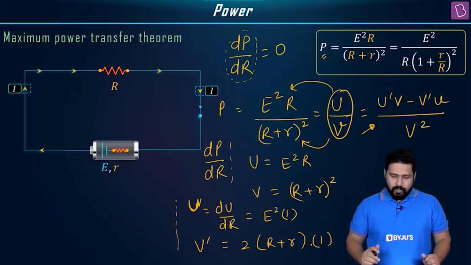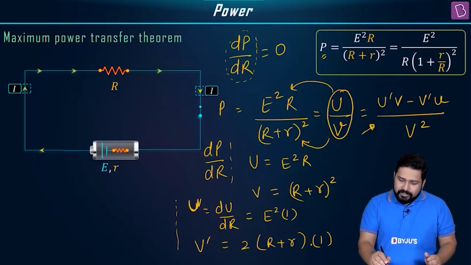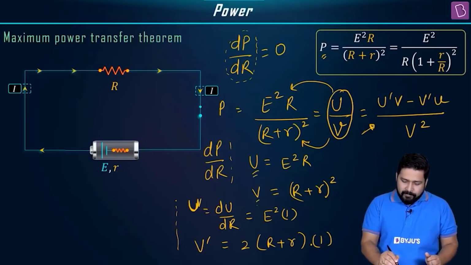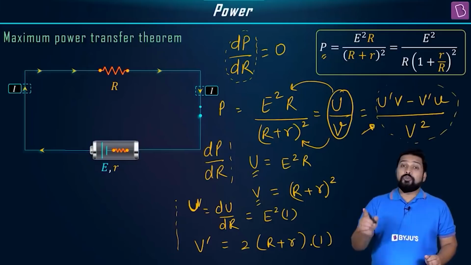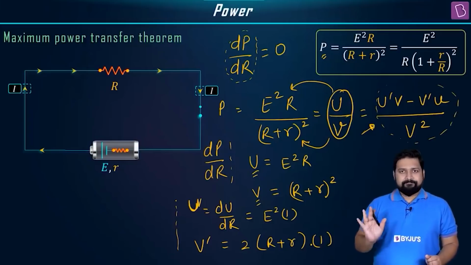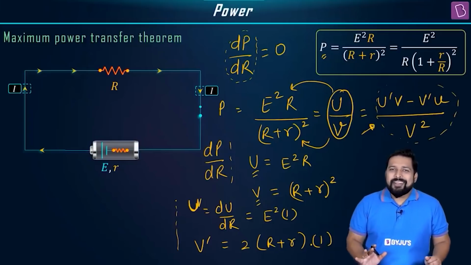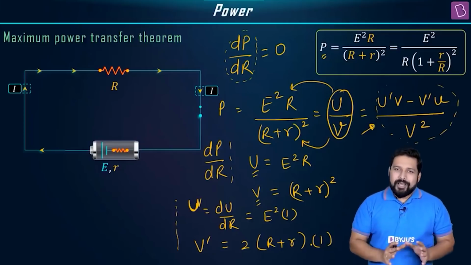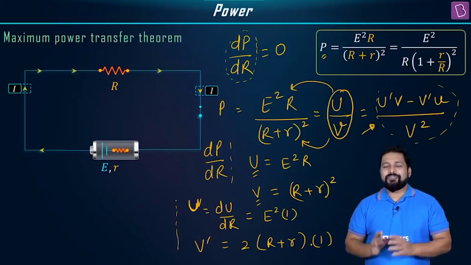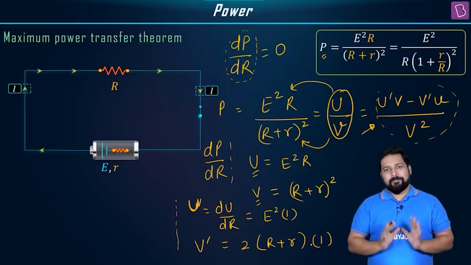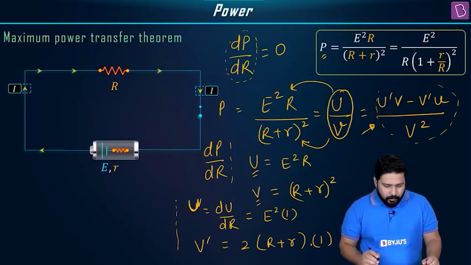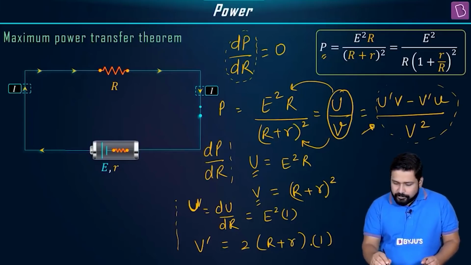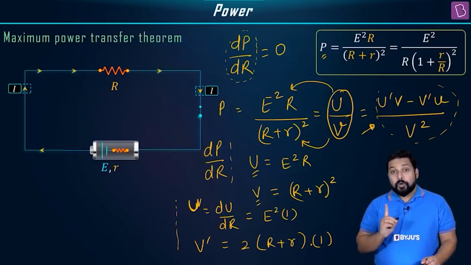Very easy. Then we separately wrote down U and V, because in this formula we are going to use only these things. We are going to use U, V, U dash, and V dash. So we separately found out the value of U dash, V dash, U, and V. No problem. Now when you substitute this in this formula, see what you're going to get.